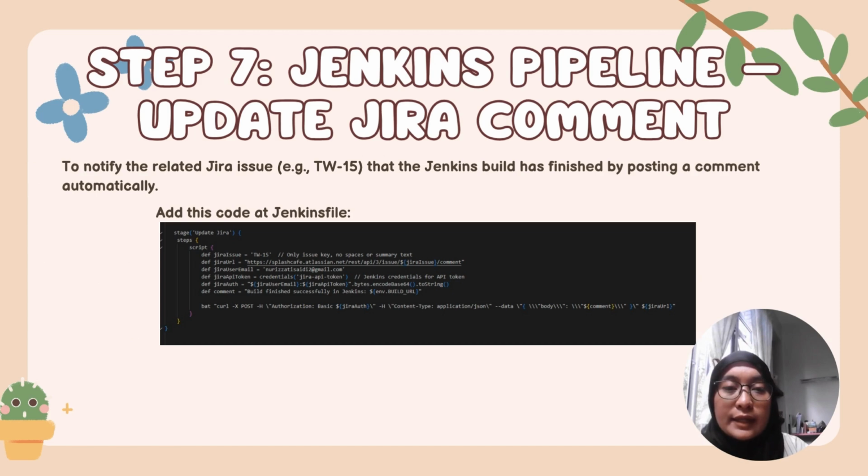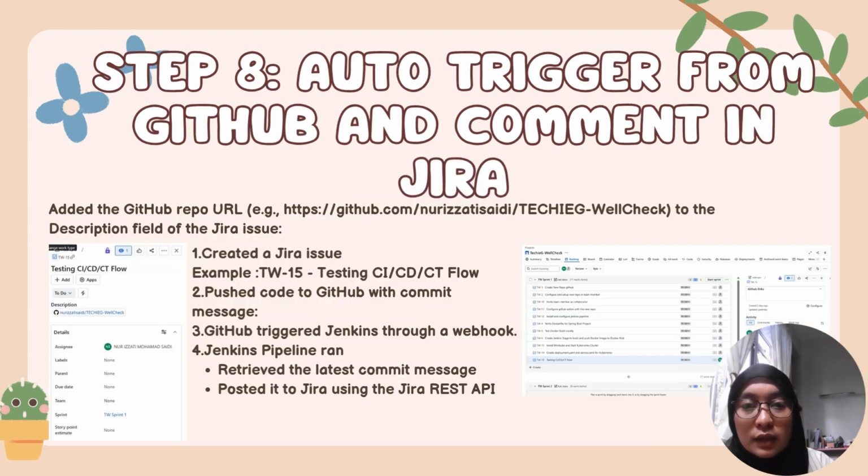Okay, finally, we add this stage in our Jenkinsfile to automatically comment on the related Jira issues after each successful build. Jenkins will post a message to the Jira tickets, helping the team track the progress in real time. In the final step, we see the full integration in action. After pushing code to GitHub, Jenkins is auto-triggered via webhook. Then it posts a comment back to the Jira issues using the REST API, making the workflow fully traceable and automated.